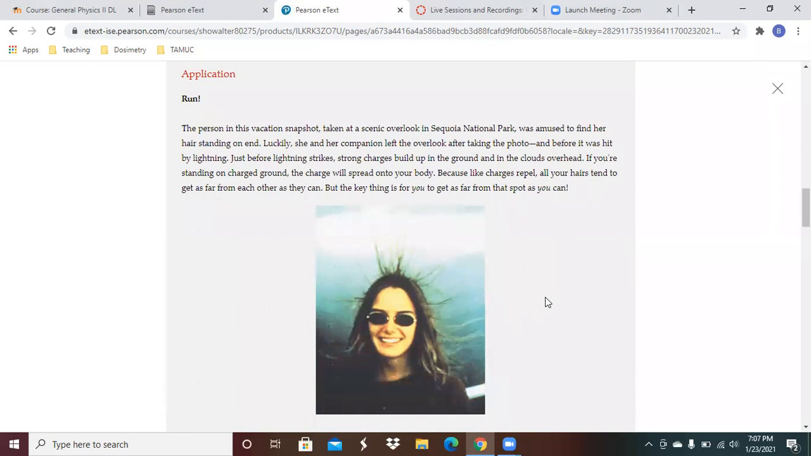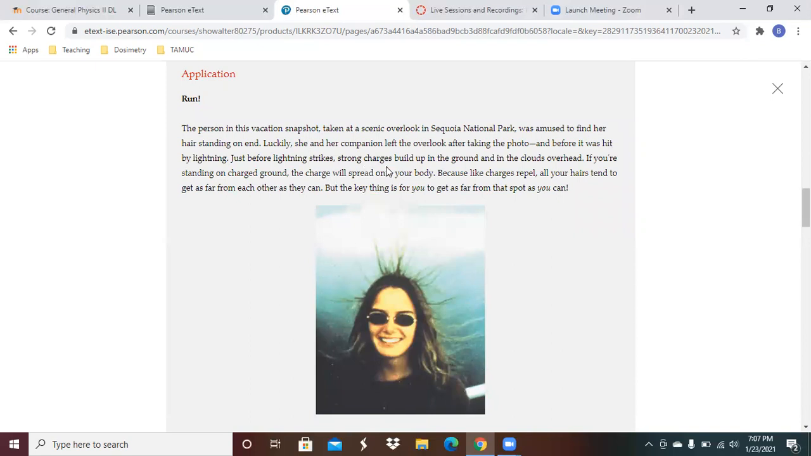This is an interesting little story to read. This person was taking a vacation at Sequoia National Park, and her hair was standing up on end. As it turns out, she and the friend she was with ended up leaving the overlook right before it was hit by lightning.